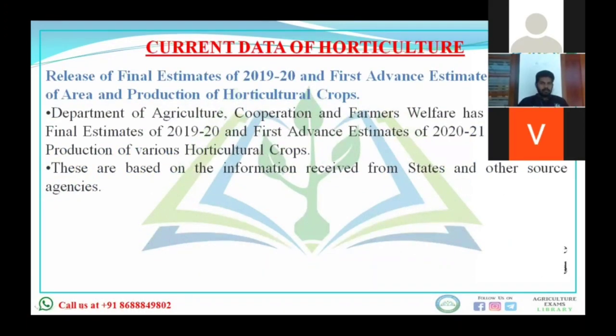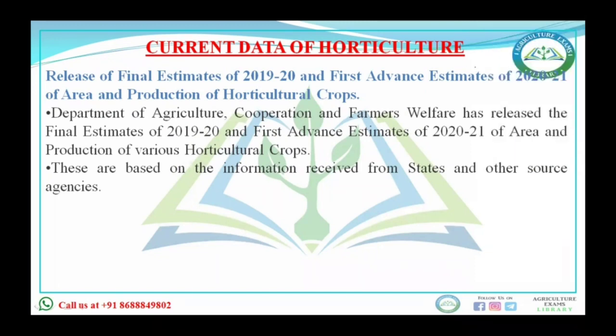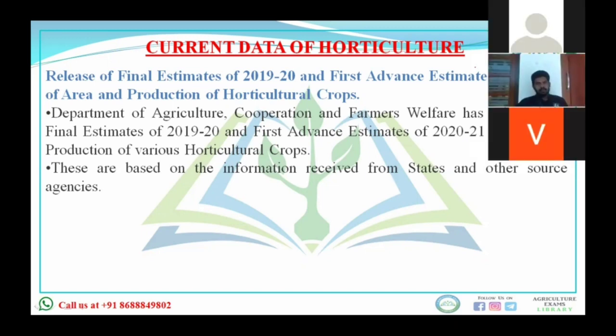if you talk about the current data of horticulture, the Department of Agriculture, Cooperation and Farmers Welfare has released the final estimate of 2019-20 and the first advance estimate of 2020-21 of area and production of various horticulture crops. Now you have understood, we have left the agronomic crops. Now we are into the horticulture crops. Okay.